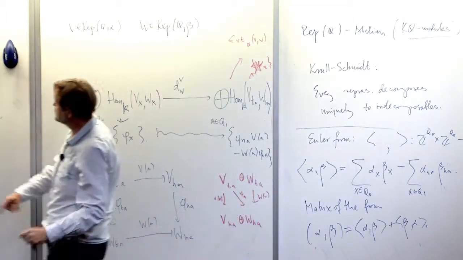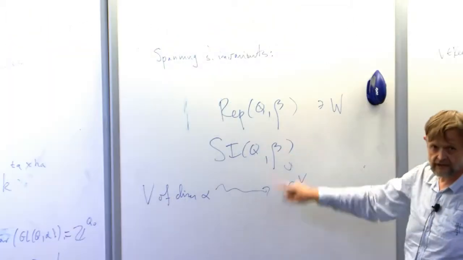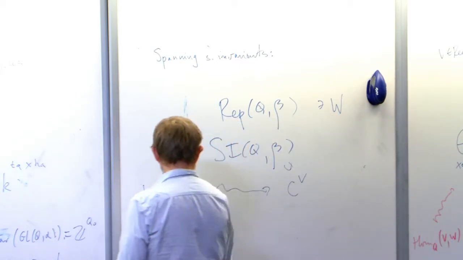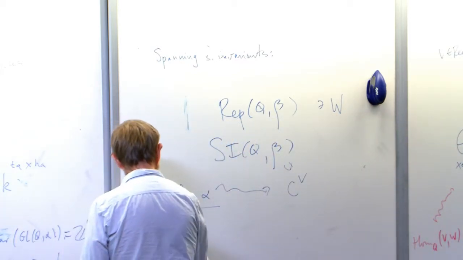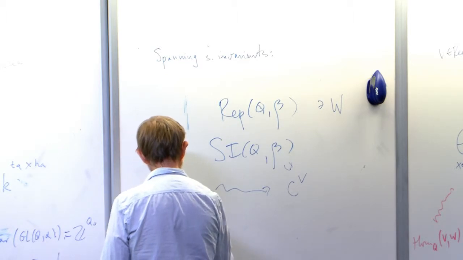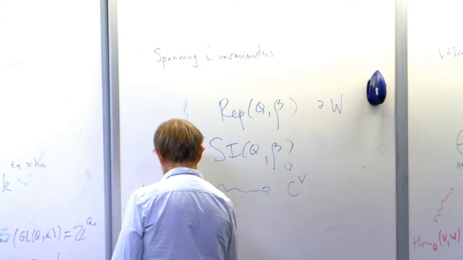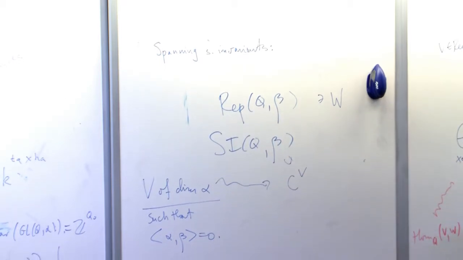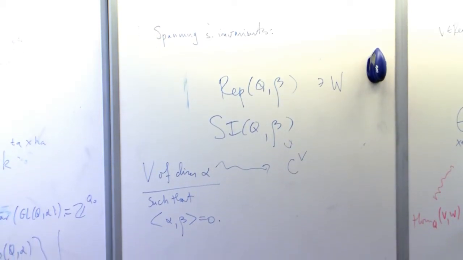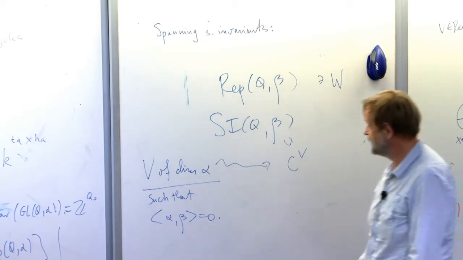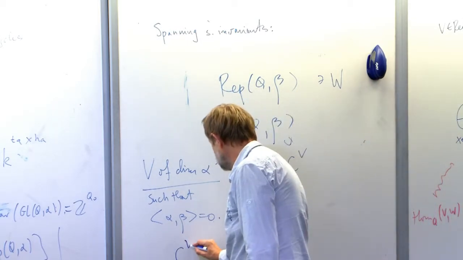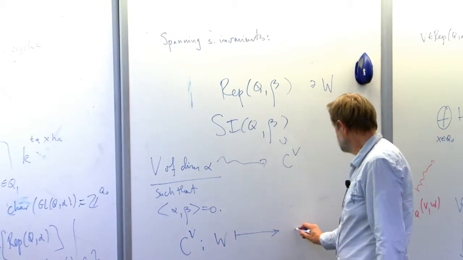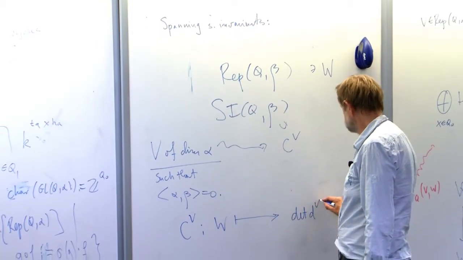So now I fix Q, I fix my beta, and I'll describe the semi-invariant. Take V of dimension alpha such that the Euler form of alpha, beta is 0, which exactly will mean that this will be a square matrix. All right? And then you can define the semi-invariant. CV will take W to the determinant of this dVW.